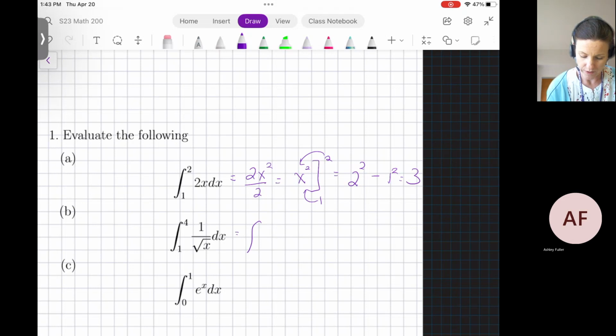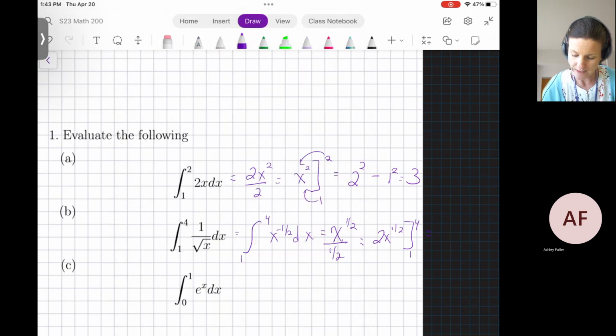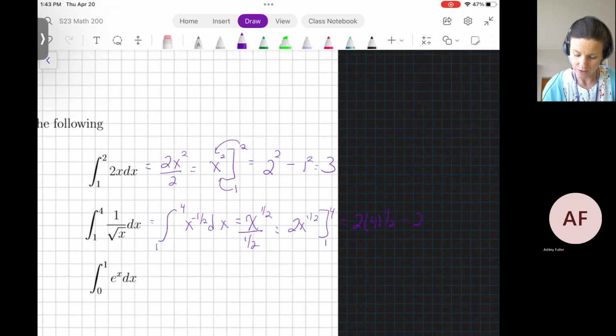In this example, we can rewrite our function as x to the negative 1/2 dx. Using our rules of integration, this gives us x to the positive 1/2 over 1/2, which we can simplify by taking the reciprocal of that fraction to give us 2x to the 1/2 from 1 to 4. Plugging in our values, we end up with 2 times 4 to the 1/2 minus 2 times 1 to the 1/2, or 2 times 2 minus 2, which is 2.